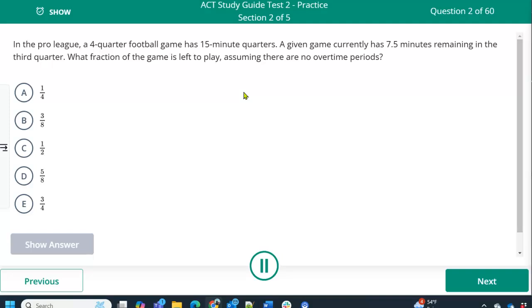Okay. So the game is split into quarters, but we've also got a situation here where one quarter is split in half. So it's probably better to think about this in terms of eighths. So we have half of the third quarter, which is 1/8. We have the entire fourth quarter, which is 2/8. So what fraction is left to play? That would be 3/8.